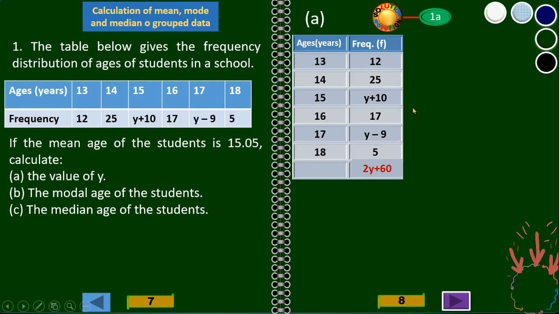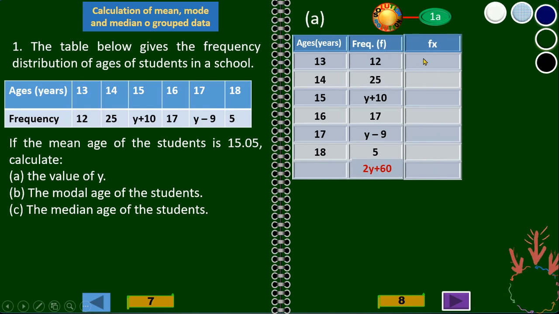Then we are now going to add another column to calculate the product of the frequency and the class center or the class representative or the number here. So now that's giving us the column frequency times the number we have in this column. So using calculator, we can multiply 13 times 12. That will give us 156. 14 times 25. That will give us 350.